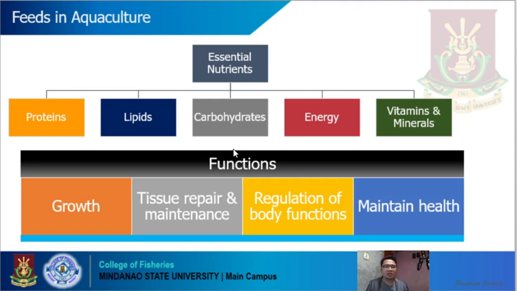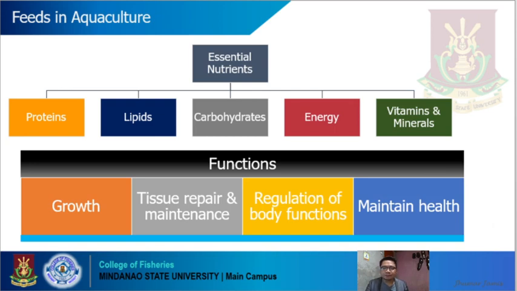So what are the functions of these essential nutrients? Basically, the functions of these essential nutrients are for growth, for tissue repair and maintenance, for regulation of body functions, and also to maintain the health of the aquatic organisms. More specifically, each of these essential nutrients has specific functions. Later on, you will discover what the specific functions of proteins are, how lipids will benefit the aquatic organism, what the function of carbohydrates is, what energy is for, and how vitamins and minerals protect our aquatic organisms. These are all the functions of our essential nutrients that have to be in place in our aquaculture diets. So this is basically one of the major components of our discussions here.